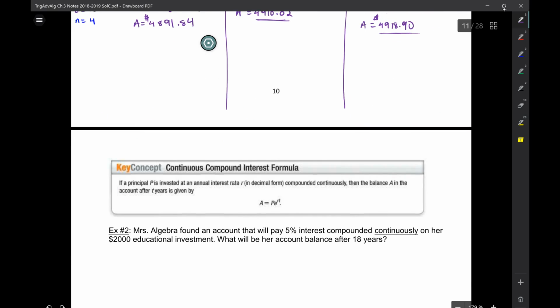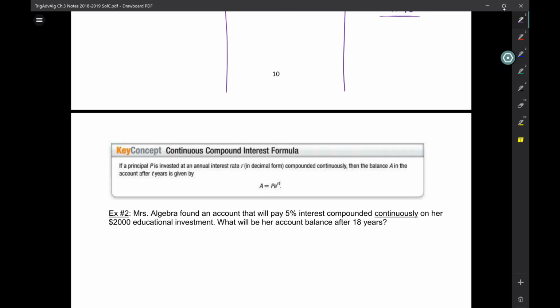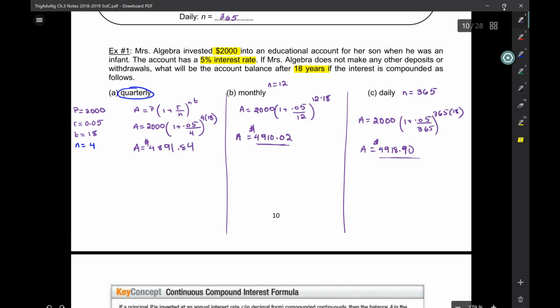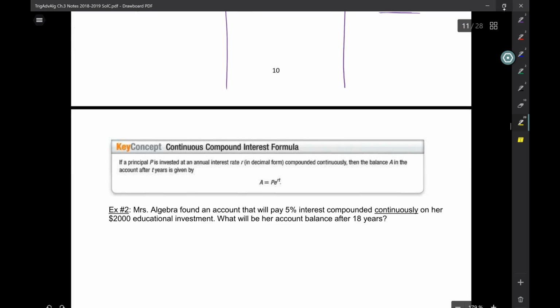Okay? All right. Now, what if you find an account that doesn't pay you quarterly, monthly, or daily? It pays you every single millisecond of every single minute. It's just paying you interest continuously. That's a thing. That's a big thing. So this is the continuous compound interest formula. That formula is e to the RT. Okay? Where does it come from?